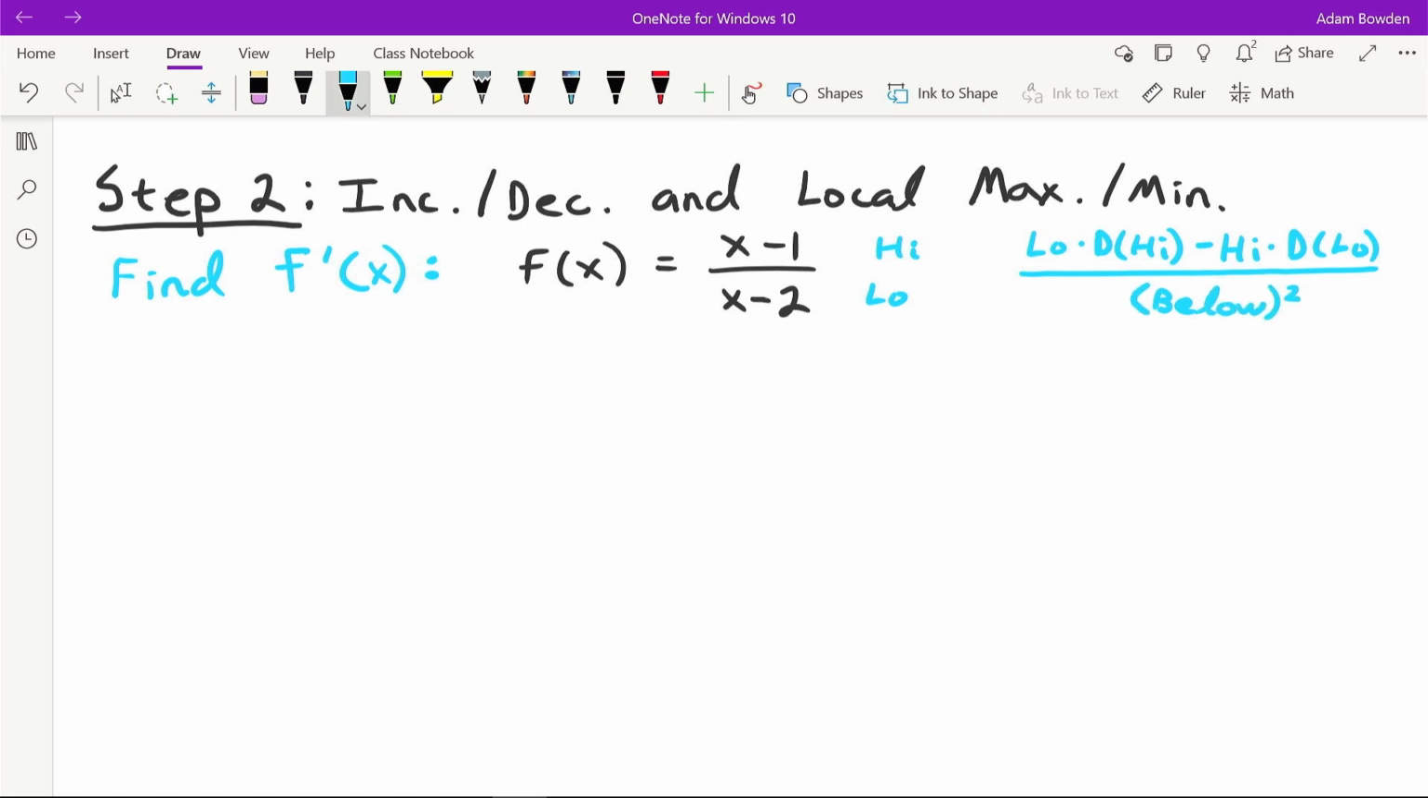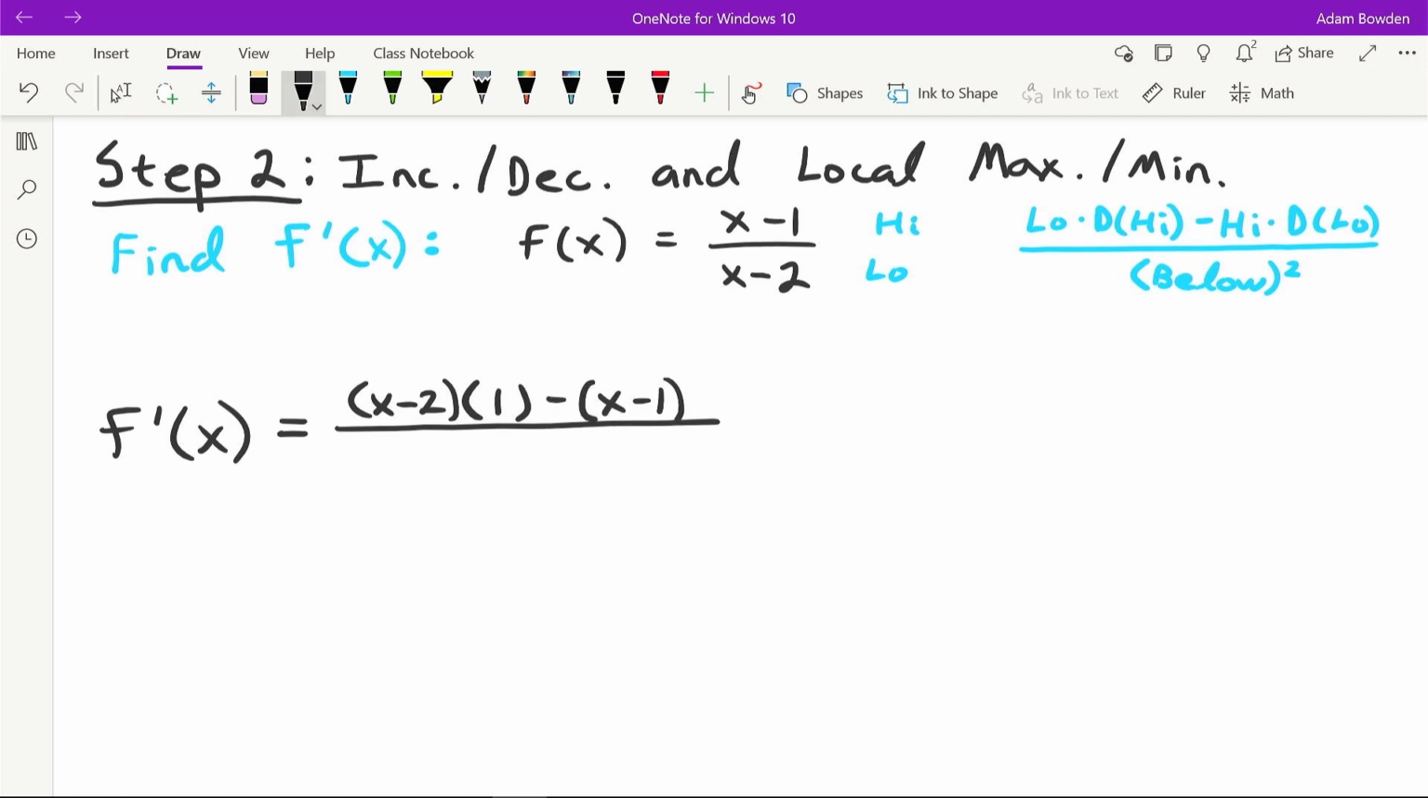So let's use that here to find the first derivative. F prime of x will be equal to, we write low, x minus 2, d high. Derivative of the thing on top, the x minus 1, is just 1. Minus high, x minus 1, d low. Derivative of what's underneath is just 1. All over the square of what's below.